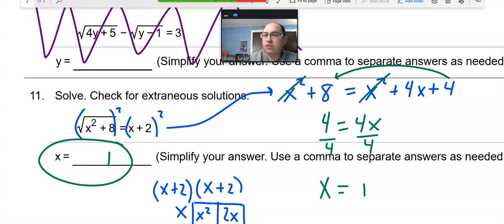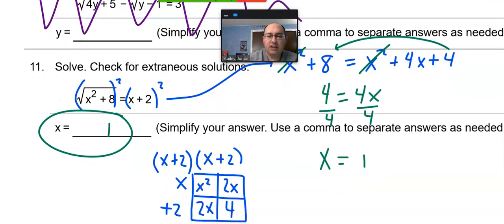All right, so some of these problems you can make more complicated than they need to be. So the radical was by itself, fantastic. We squared both sides, which did cause me to do FOIL on the right side. The x plus 2 times x plus 2. Use a box, don't use a box, it's up to you, but I got x squared, 4x, and 4.